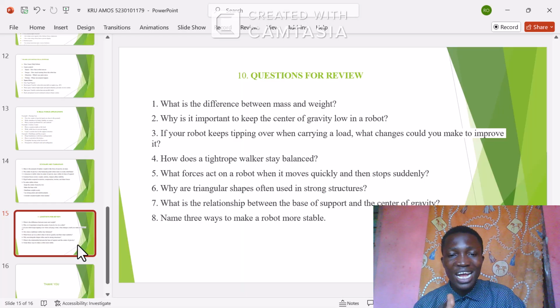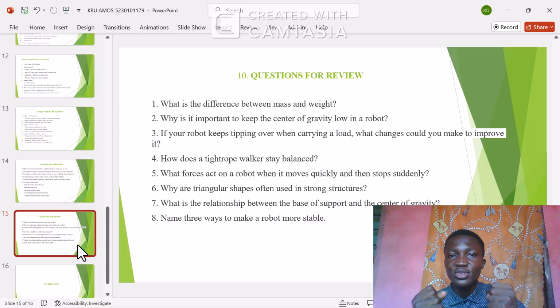What forces act on a robot when it moves quickly, then stops suddenly? Why is a triangular shape often used in strong structures? What is the relationship between the base of support and the center of gravity? Name three ways to make a robot more stable.